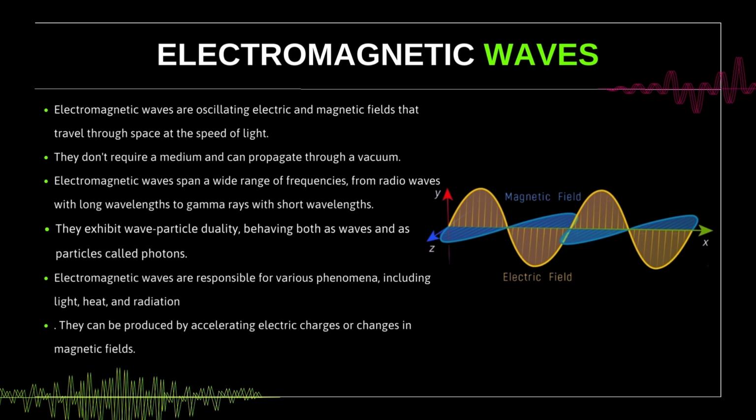Electromagnetic waves. The electromagnetic waves are oscillating electric and magnetic fields that travel through space at the speed of light. They don't require a medium and can propagate through a vacuum.